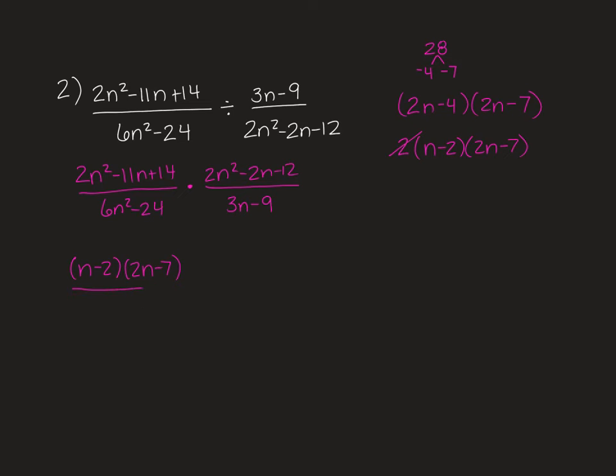6n squared minus 24, we can factor out a 6, and that will leave us with n squared minus 4, which can actually be factored more, but I'll get to that in just a second. Next we have 2n squared minus 2n minus 12. So I can factor out a 2, and that leaves me with n squared minus n minus 6. So this is normal factoring, two numbers that will multiply to a negative 6, but add to negative 1. Your numbers are negative 3 and 2. So this factors to n minus 3 and n plus 2.